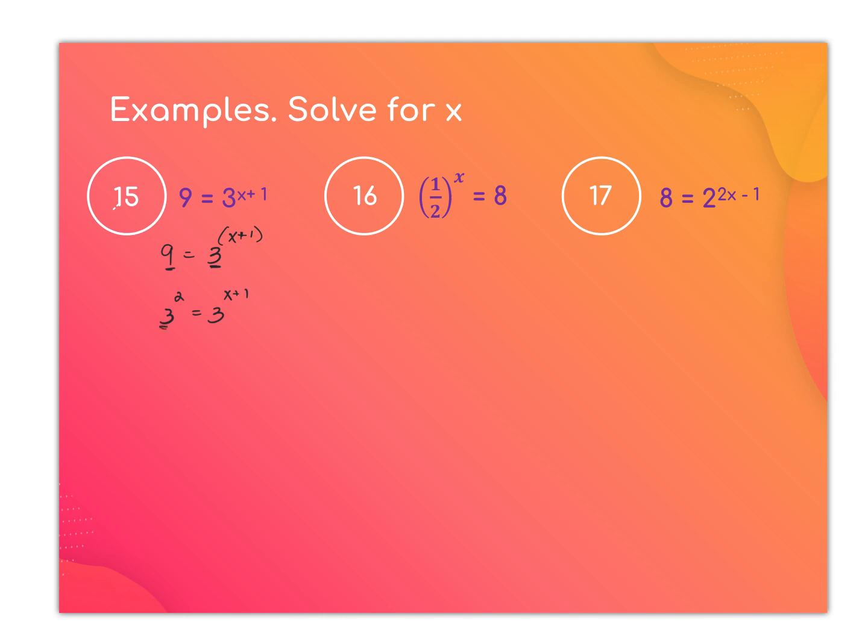Now, since my bases are the same, I can cancel them and I can do 2 equals x plus 1. Now I just solve for x using basic algebra skills. So x is 1. And so that's the solution. And again, you can always plug it in to check your answers, right? 9 equals 3 to the x plus 1 power. 9 equals 3 to the second power. 9 equals 9. Yeah, it works. So x is 1, okay?